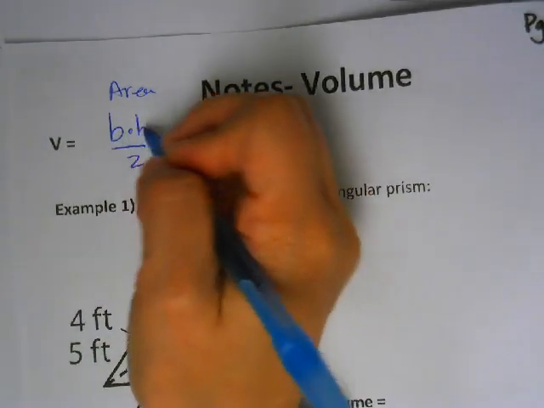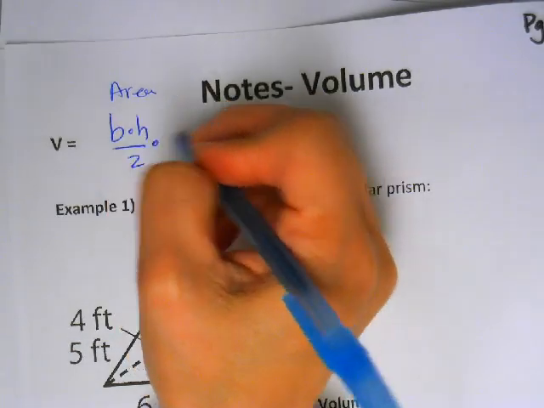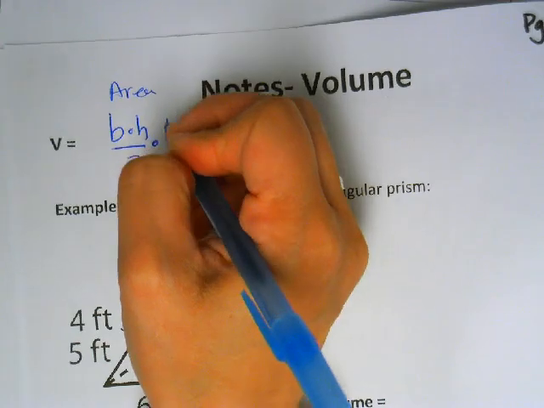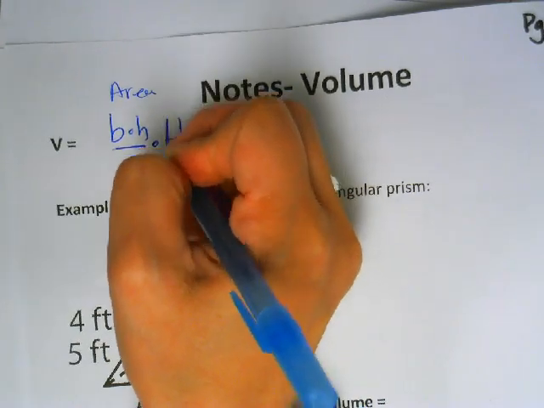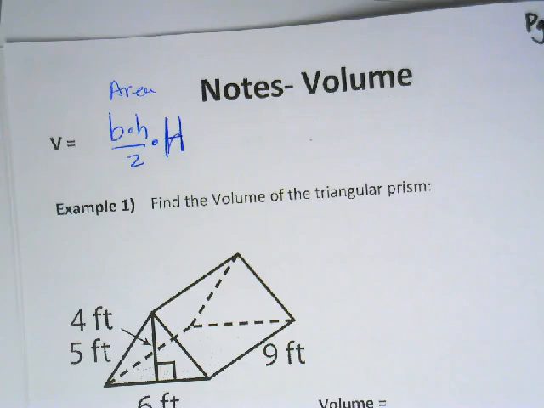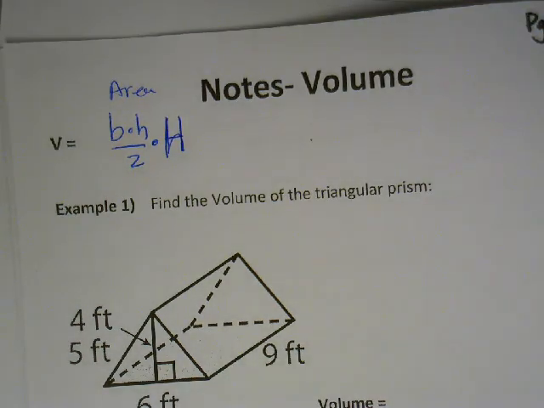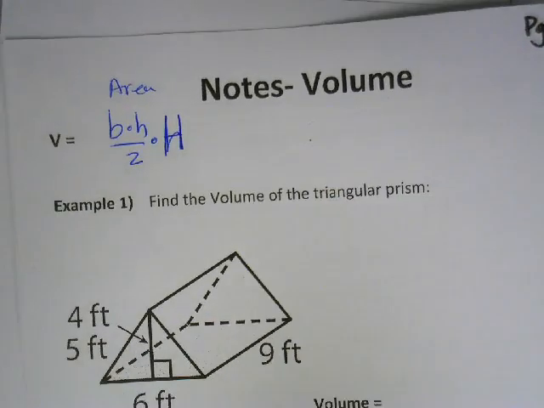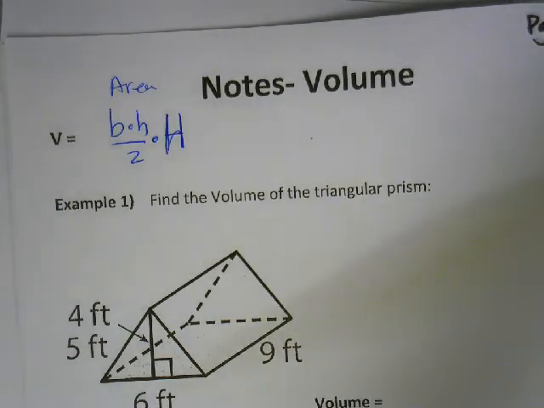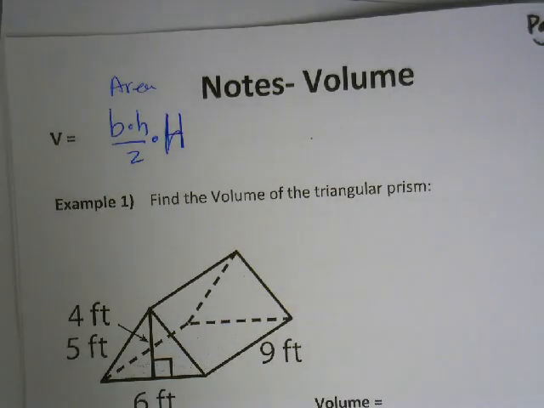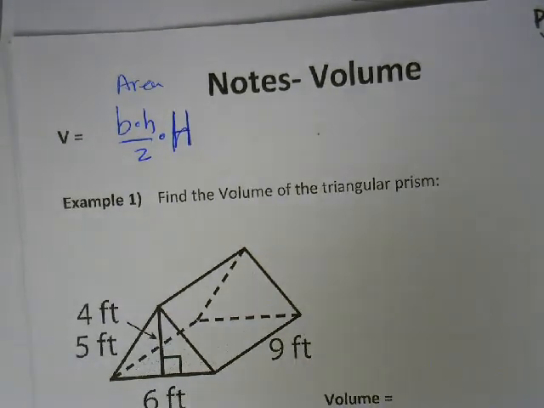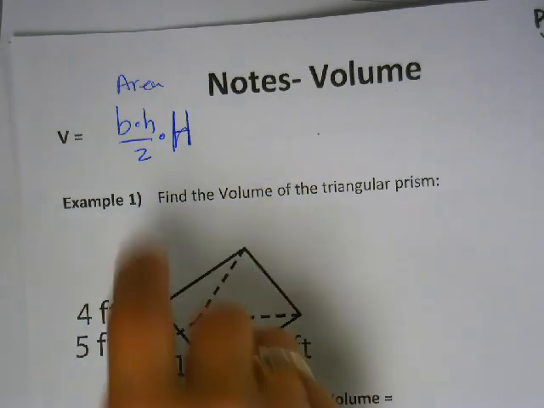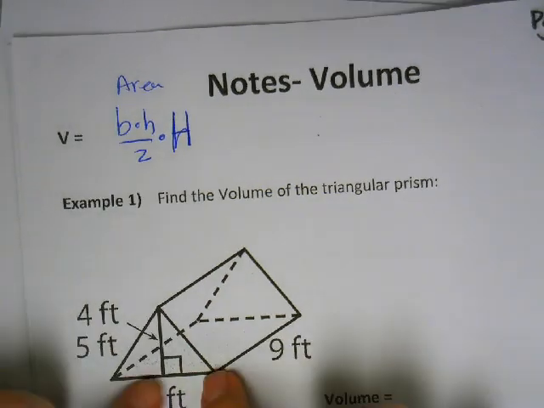So it's base times height divided by 2 times your big height, capital H, I guess I would say. My big height means the height of the actual prism, the 3D shape. So there's the height of the triangle, the 2D triangle. What's the height of this? And then what's the height of the actual 3D shape? Okay, so it's the height of the triangle and then the height of the shape itself.